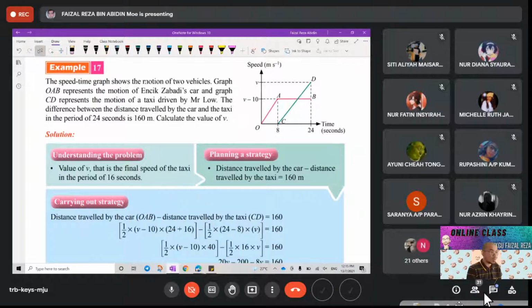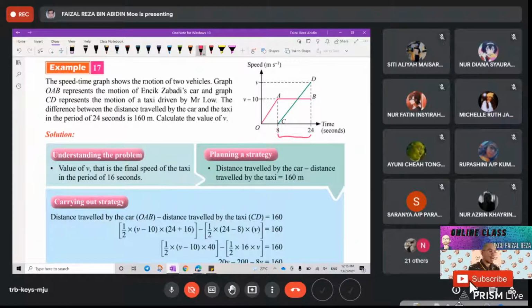So we are going to find the distance traveled by each vehicle. The first one is a trapezium, OAB: 1 over 2 times V minus 10, times 24 plus 16. How do we get 16? 24 minus 8 gives 16. That is the parallel line AB, which is 16.